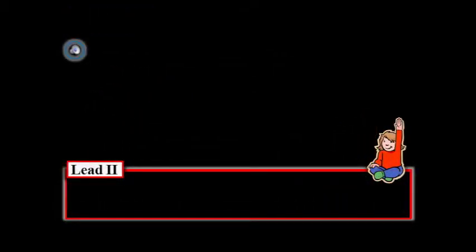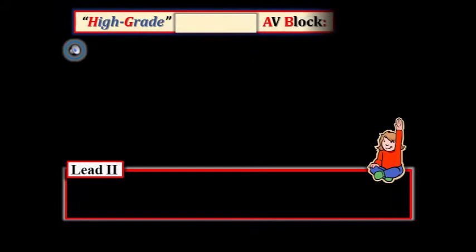This leaves us with two final concepts: AV dissociation, which we address in a moment, and the nebulous term high-grade AV block. High-grade AV block is a form of second-degree AV block because some P waves are conducted, whereas with third-degree or complete AV block, no P waves at all are conducted to the ventricles.